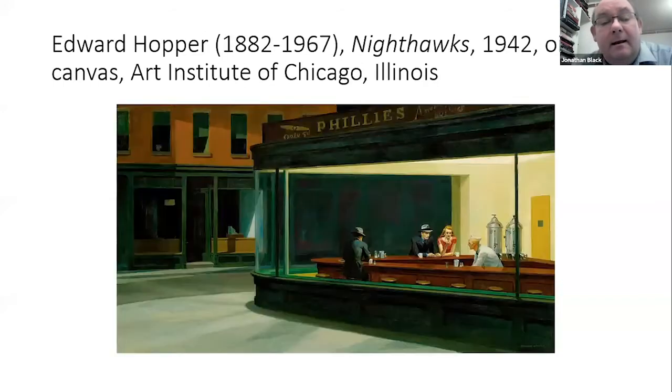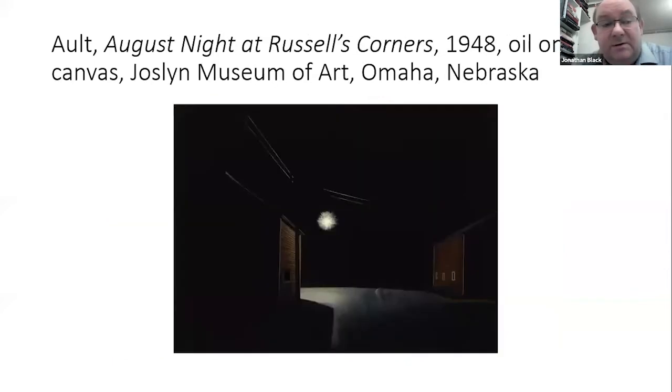And we have to show that he wasn't alone in this interest in the imagery of the nighttime and of the cafes. This is Edward Hopper, of course, the inimitable Nighthawks of 1942.